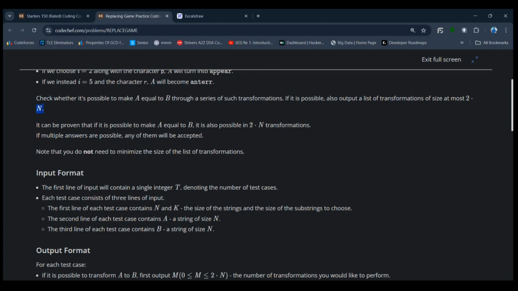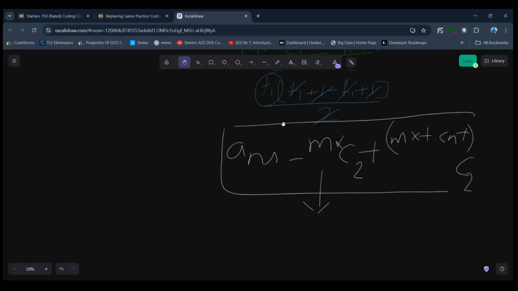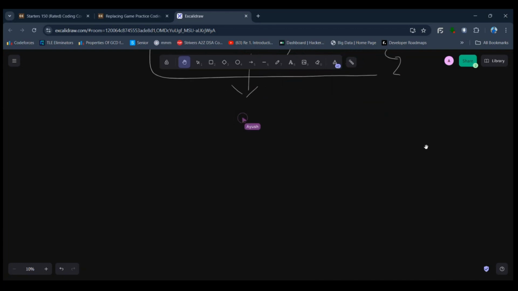So the claim is that if A is convertible into B, it can be done in at most 2 into n transformations. Else it won't be convertible. So the first thing that comes to our mind is that of course if A is equal to B, we don't need to do anything. We can simply print zero, because zero would be the number of operations required to convert A into B, since A is already equal to B, right? Yes, sir, this case is clear. So now we are given A and B, and if A equals B initially, my answer would simply be zero.